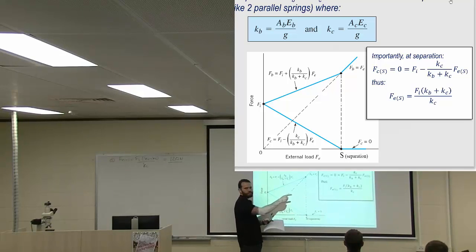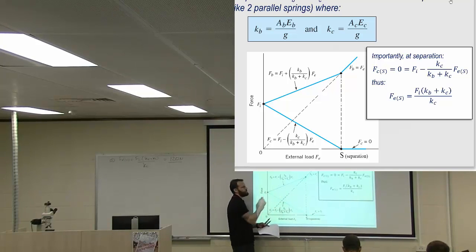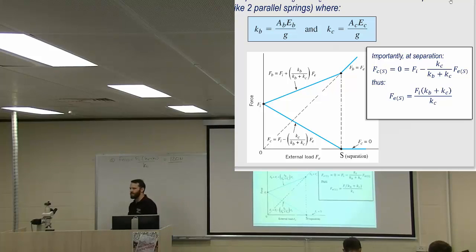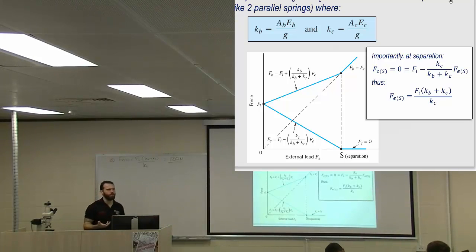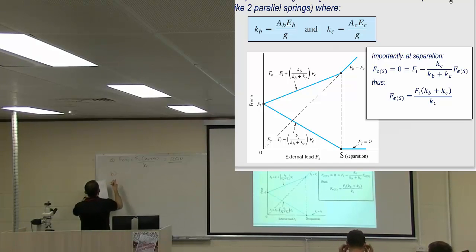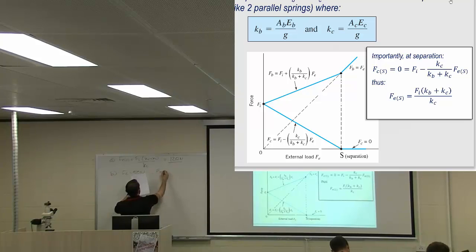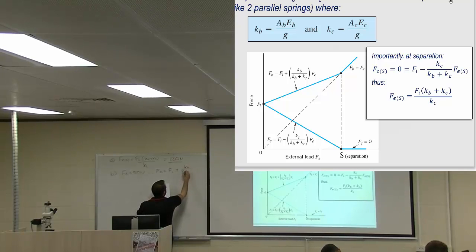Anything that way of 120 newtons, we use these equations for. Anything this way of 120 newtons, or between 0 and 120 at least, we use these two equations. Alright, so every time you now know an Fe value, you need to put it against those two criteria and work out where you are. Leads me to B. So Fe equals 50 newtons. Are we to the left or the right of the separation point? Left. Beautiful. So that means Fb equals Fi plus Kb on Kb plus Kc Fe. And what do we get for that?